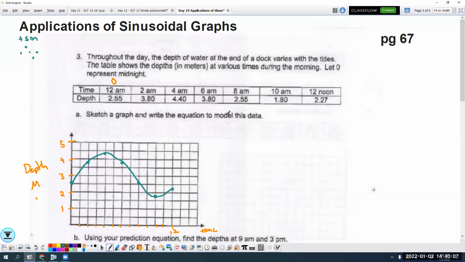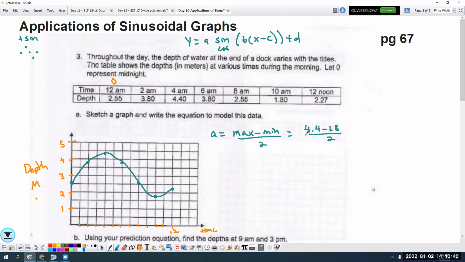So we're going to go through the same situation we did on number 1. We've got y equals a sine or cosine, b x minus c plus d. And we're going to start with a. Now remember, to find the amplitude, we're going to do the maximum minus the minimum divided by 2. And here it looks like the maximum is 4.4 and the minimum is 1.8. I'm going to divide that by 2.